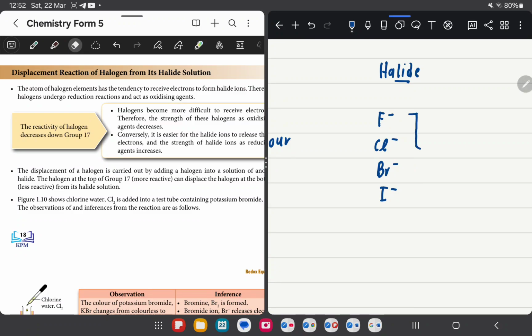Whatever halide you have in your syllabus, all halides are colorless. Okay, they don't have a color. Don't say white color. Cannot. Wrong. We won't use white. White is only to describe solid. Our halides, everything is not a solid. So whatever people say, if they ask the color of halide, colorless. Halide is colorless. Very simple.